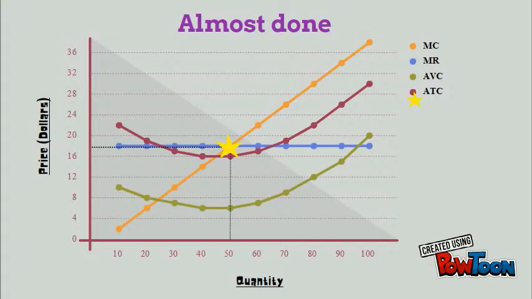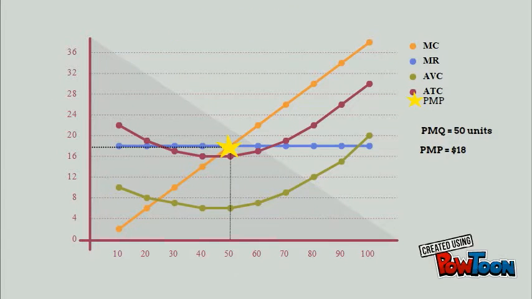The profit maximizing point is where the firm makes the most money that they can possibly make. In a competitive market, it is always where marginal cost equals marginal revenue.